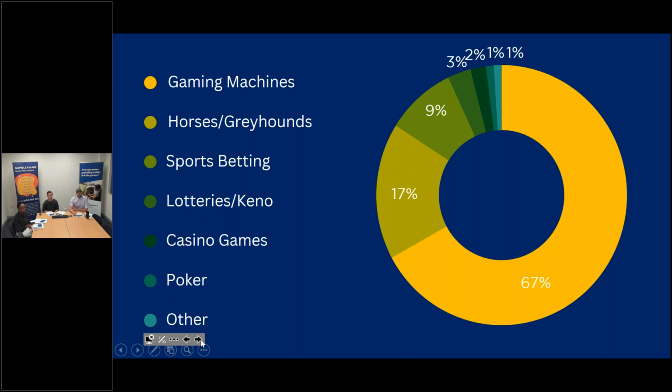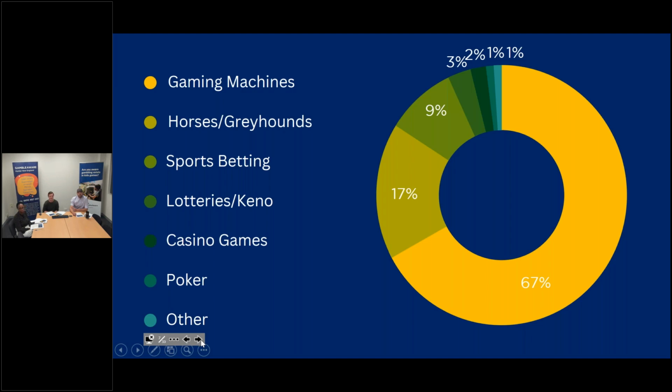The types of gambling we see people looking for help for: the most common one is pokie machines, with 67% of our clients experiencing problems with pokie machines, followed by horse and greyhound racing, which is 17%, 9% for sports betting, 3% for lotteries and keno, 2% for casino games, 1% for poker specifically, and 1% for some other form of gambling.